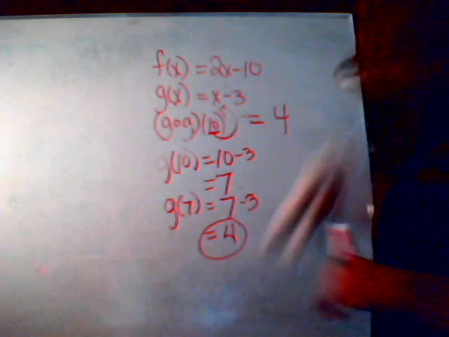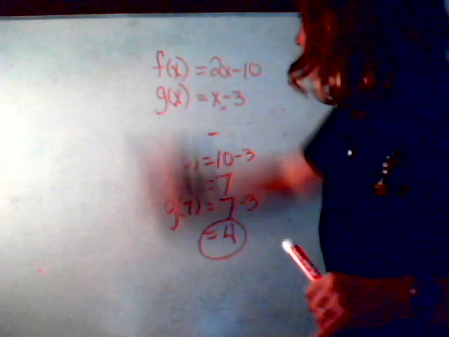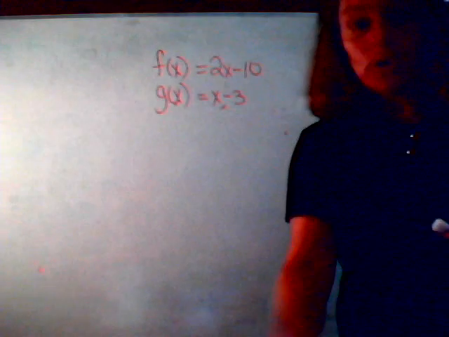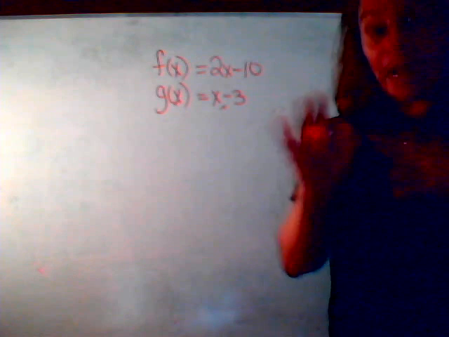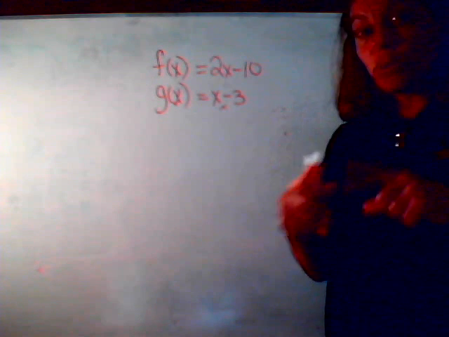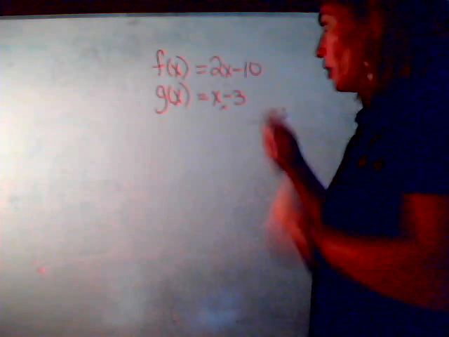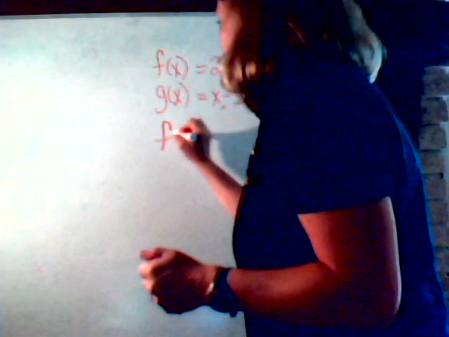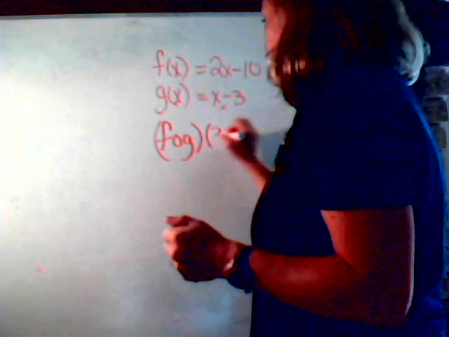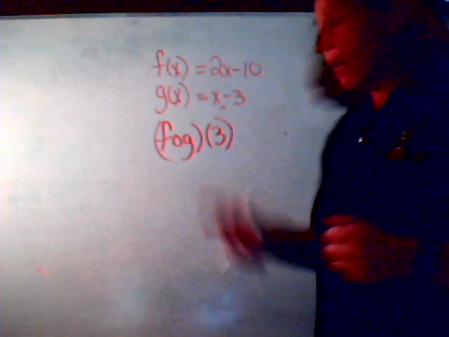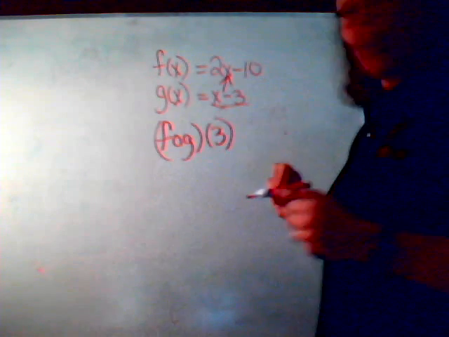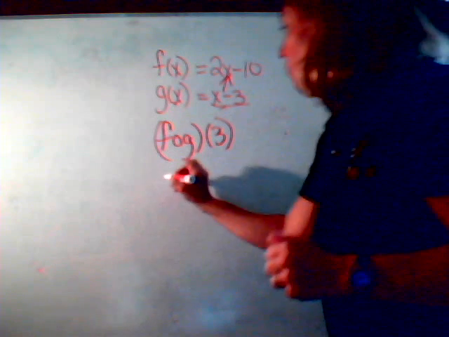Now I did mention in the last video there are actually two ways to do these. I'm just taking the value and plugging it in, but you could also do the algebraic part first, so you can make the new algebraic equation and then just plug it in one time. So for example, if I'm doing f of g of 3, I'm going to put my g function into my f function. We did this in the last video, but let's just simplify that.